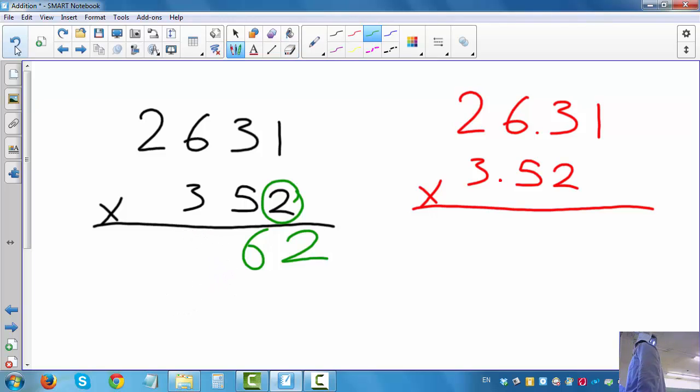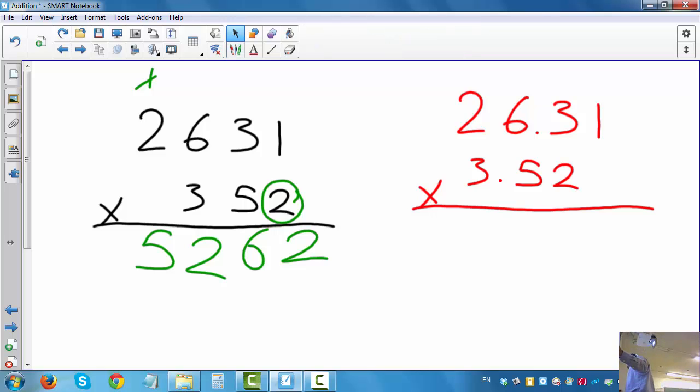The 2 will be right here. The 1 will be up there. 2 times 2 is 4. Now do not forget adding the 1, which makes it the total of 5. Now I am done with 2.